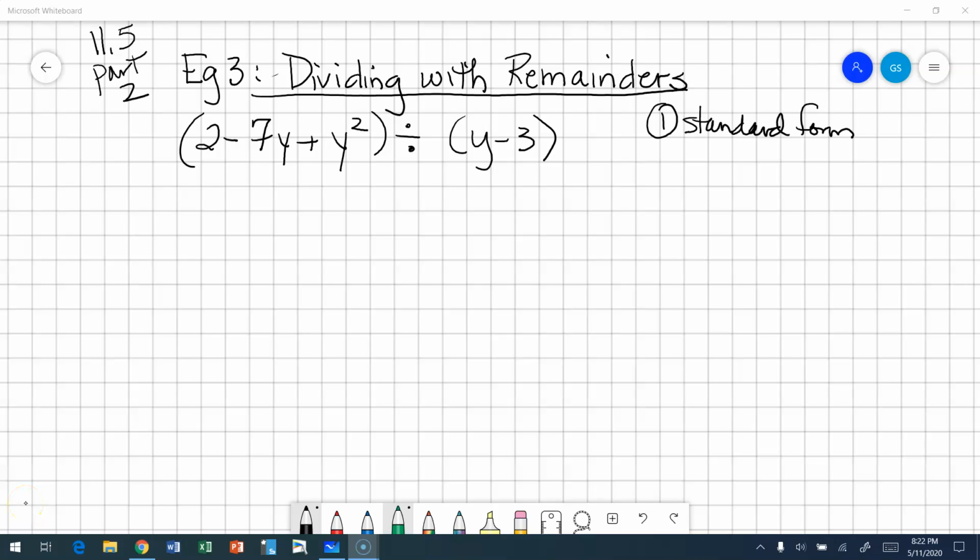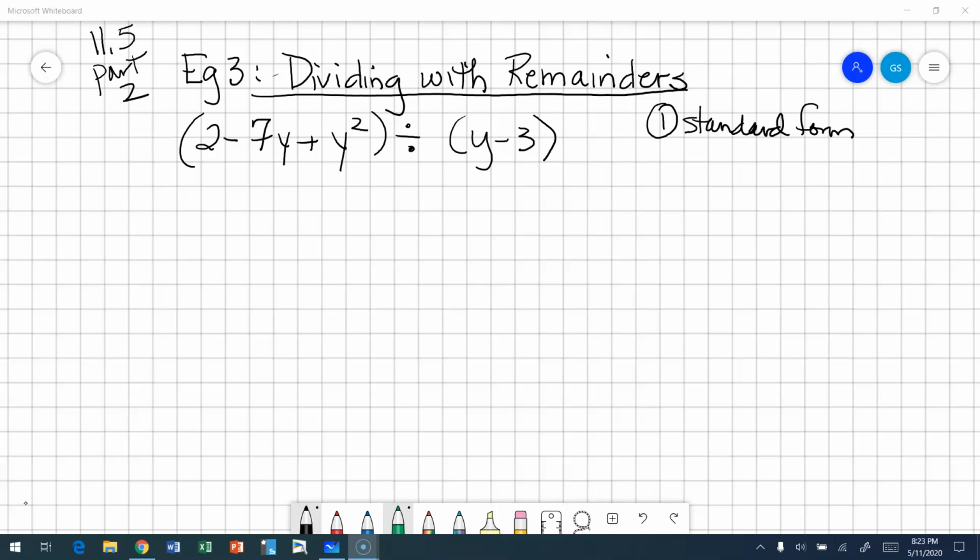Okay, so part two of dividing rational expressions. We're going to start with dividing with remainders. Up until now, we've had that long division problem I did. There was no remainder. So just like arithmetic, we do something with the remainder at the end. First step will always be standard form.